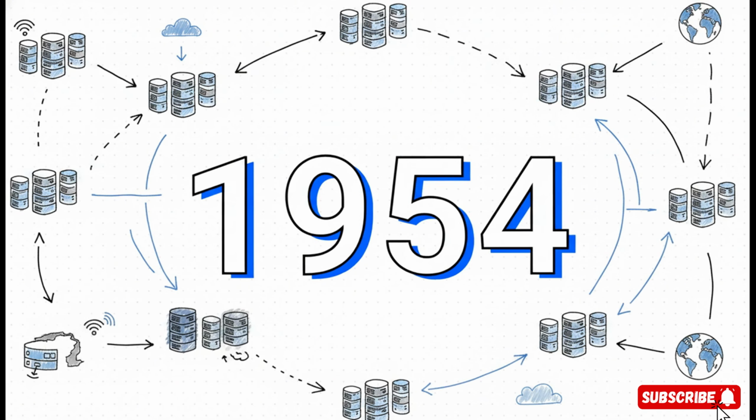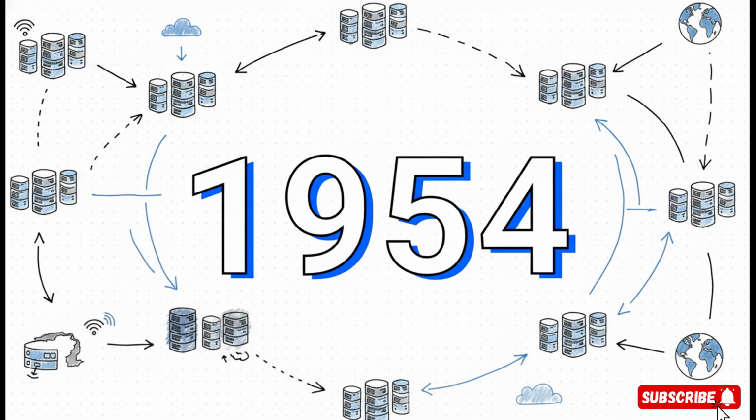But wait, here's where it gets even more interesting. While there are only 13 logical server addresses, there are actually 1,954 physical server instances deployed globally as of late 2025. How does that work? It's all thanks to a brilliant routing technique called Anycast addressing. Anycast allows multiple physical servers all over the world to share the exact same IP address.